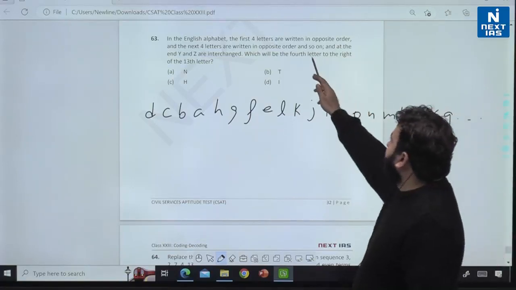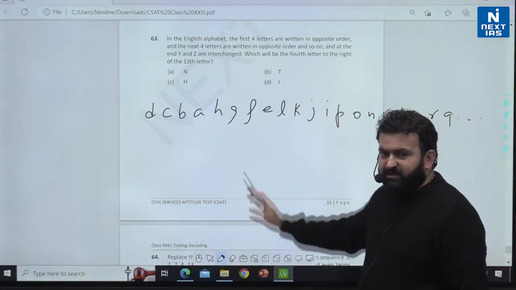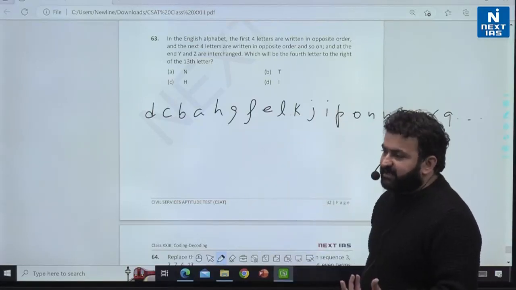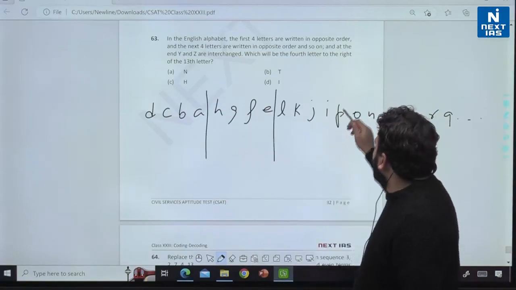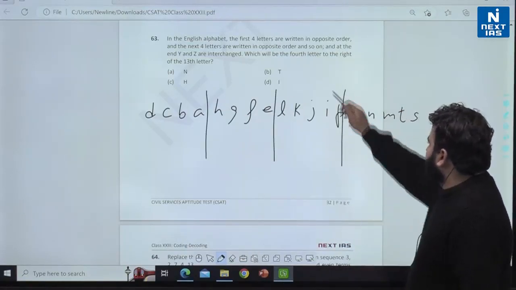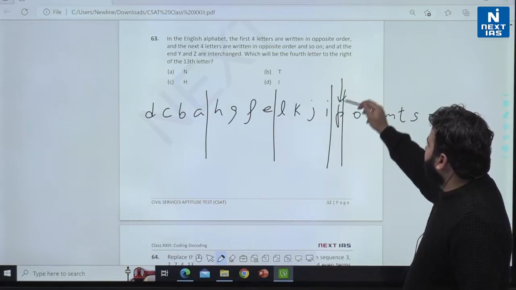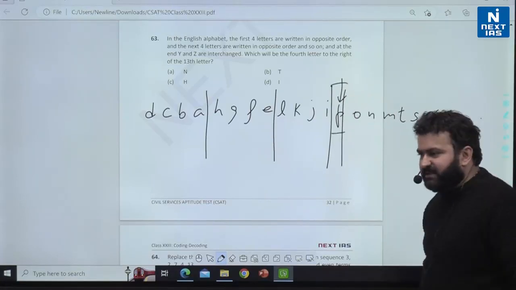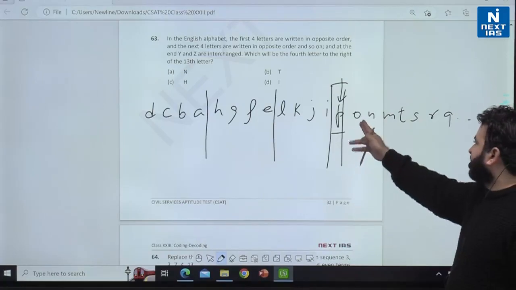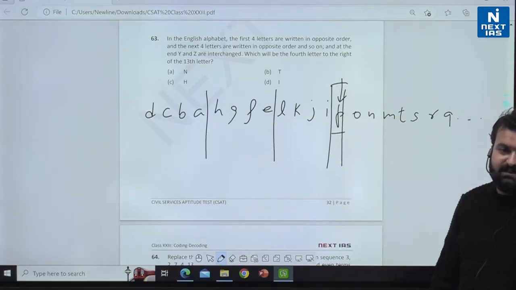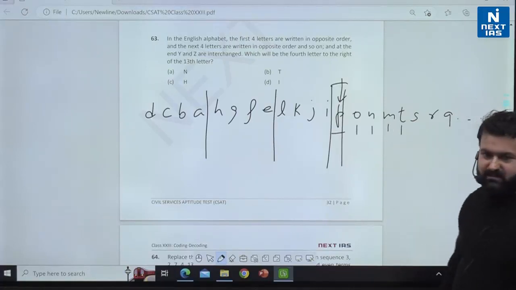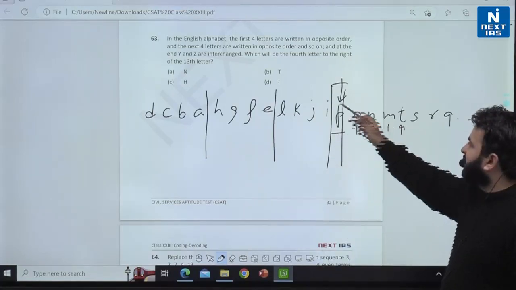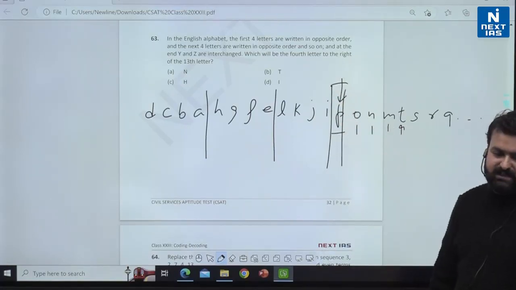Which will be 4th letter to the right of the 13th letter? So in this arrangement, what is the 13th letter? देख 4 में break कर दो. So now here, what is the 13th letter? P is the 13th letter. Now if P is the 13th letter, what is 4th letter to the right of P? P के 1, 2, 3, 4. So this is 4th letter to the right of P. So what will be the answer? T.